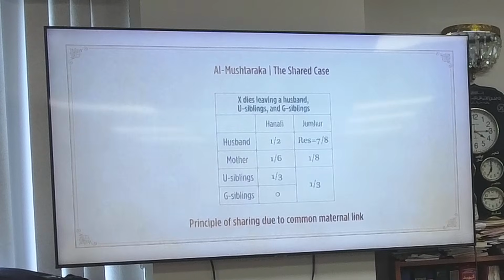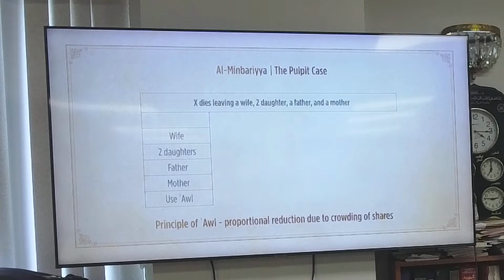The Jumhur: the mother gets a sixth, and the uterine siblings and the full siblings share a third. And the husband gets, this is probably wrong from the previous one, the husband gets a fixed share.